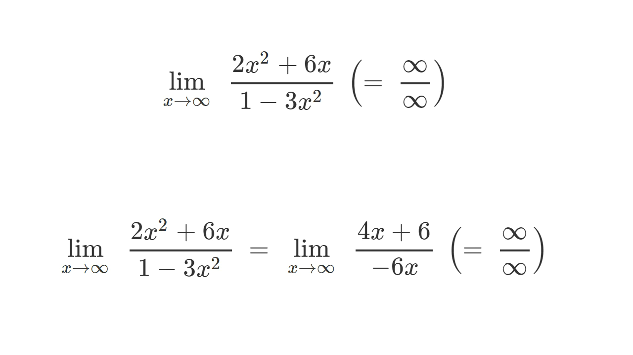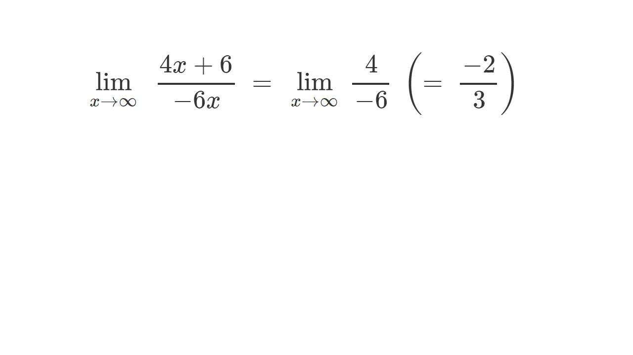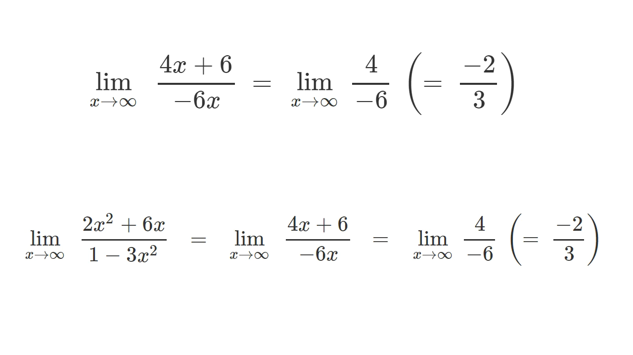Well, no. What if these were the original functions given to us to evaluate? Would we have given up at step 1, or would we have applied L'Hopital's rule to this one? Let's try L'Hopital's rule again and see what we find. Oh, look at that, the limit is negative 2 divided by 3. And since the limit of this third step is negative 2 on 3, then the limit of step 2 must also be negative 2 on 3, and by extension of that, the limit of step 1 must also be negative 2 on 3.